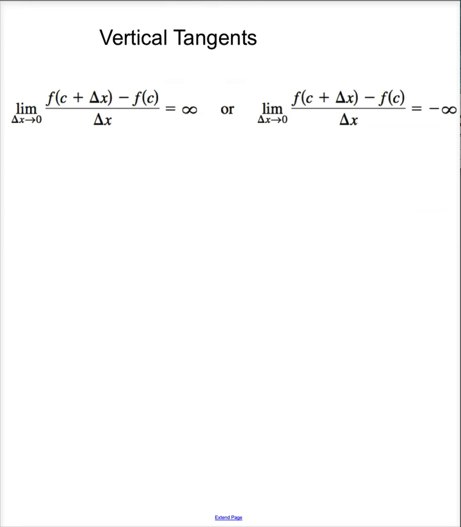Now, periodically we get vertical tangents, and vertical tangents are fine in calculus. As a matter of fact, sometimes we look for them. So if you ever take this limit and it becomes unbounded, you get positive or negative infinity, then you know at that point you have a vertical tangent.